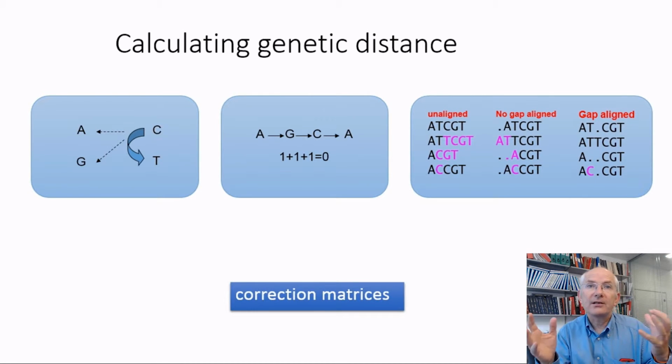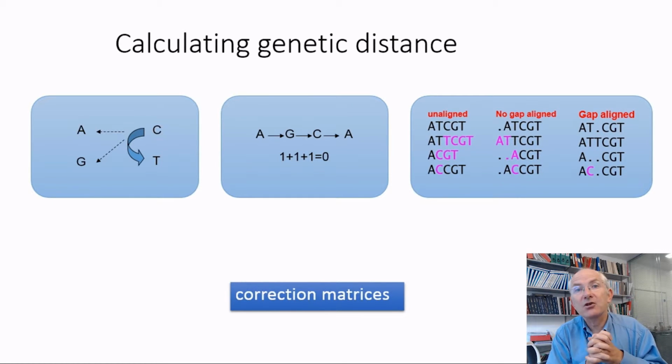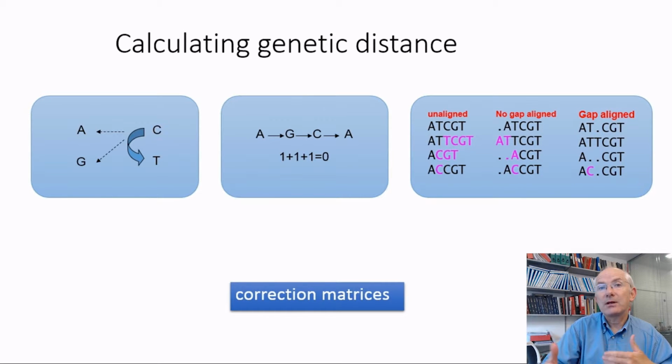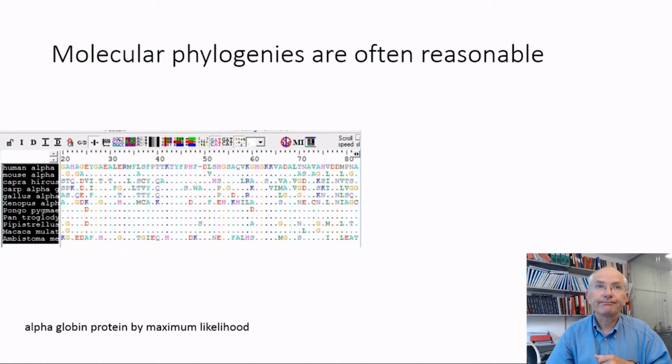All of these considerations are put together in a correction matrix that the computer algorithm uses when it's doing its sequence analysis to try and get us the best chance of having a reliable estimate of the genetic distance between sequences. So here's a little example I did earlier on today with one deliberate mistake in it.